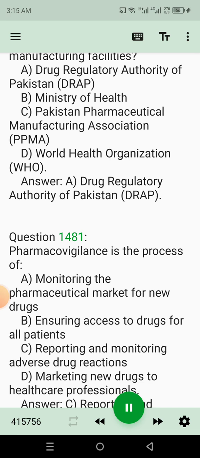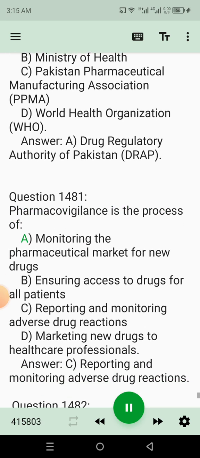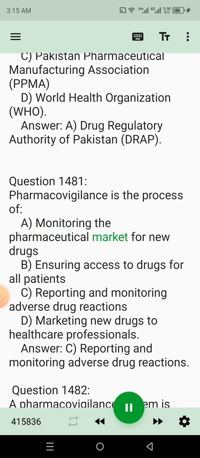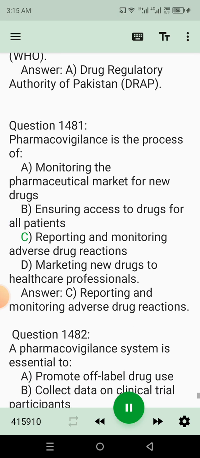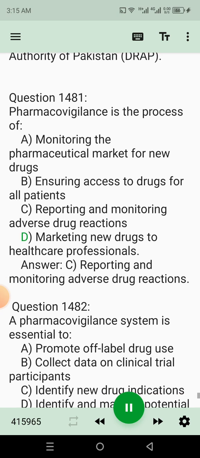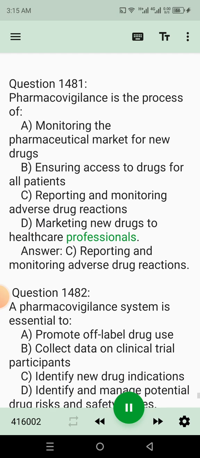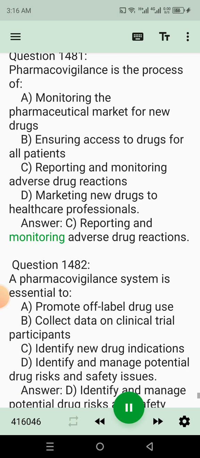Question 1481. Pharmacovigilance is the process of: A. Monitoring the pharmaceutical market for new drugs. B. Ensuring access to drugs for all patients. C. Reporting and monitoring adverse drug reactions. D. Marketing new drugs to healthcare professionals. Answer. C. Reporting and monitoring adverse drug reactions.